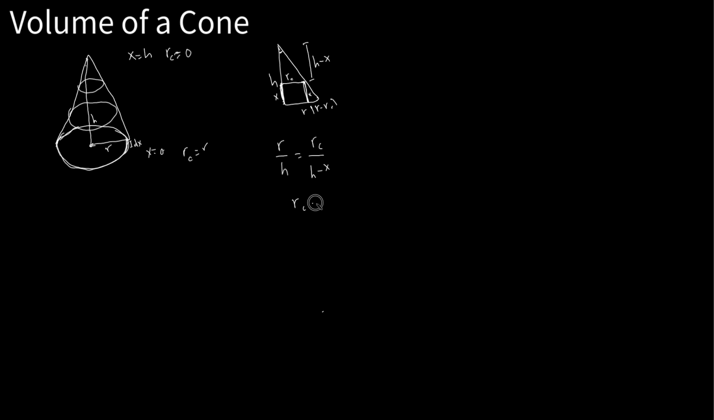So r sub c is equal to r times h minus x all over h, right? And r and h here are constants, so we can simplify this to r, because these will cancel, minus rx over h. R minus r over h times x. So that's our formula for r sub c.